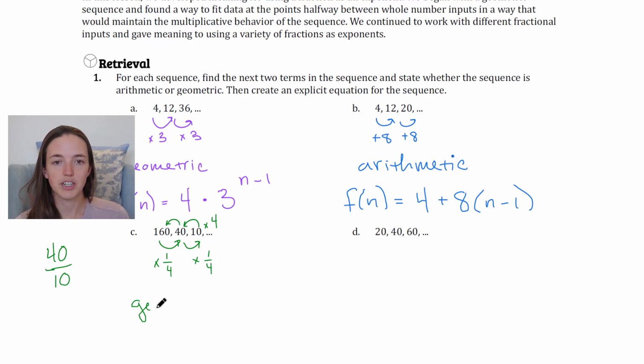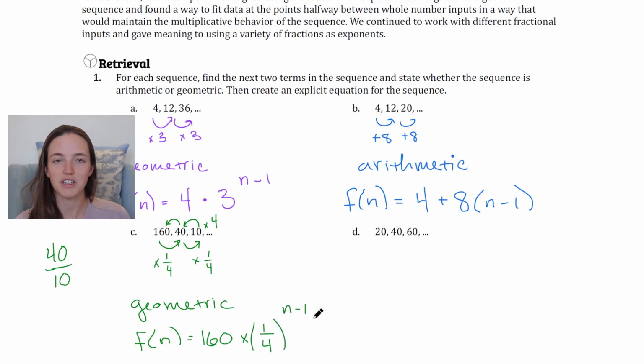So that's geometric. F of n equals 160 times 1/4. And we're going to raise the 1/4 to the n minus 1.